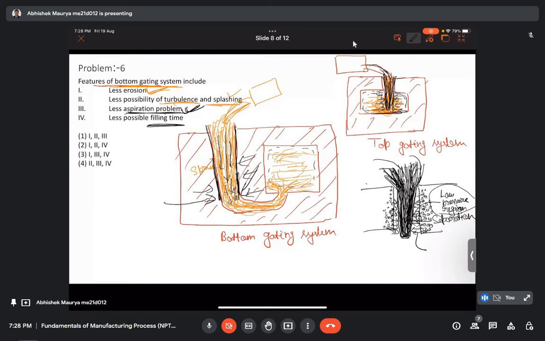Whereas in the bottom gating system, the molten metal has to travel from the sprue to the sprue base to the runner, and then it has to enter the mold. Since it has to travel a larger distance inside the bottom gating system to reach the mold cavity, that's why it will take longer time to fill the mold. Longer mold filling time.